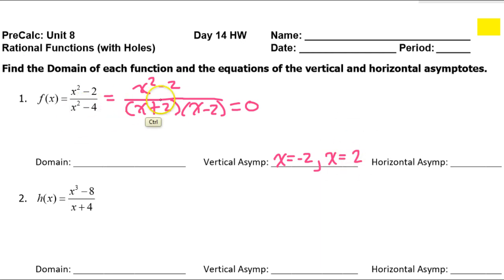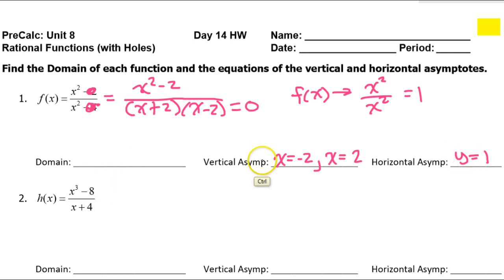Okay, horizontal asymptotes come from the end behavior. So let's ask ourselves, what would happen to the function as x gets bigger and bigger and bigger? Well, the negative 2 and the negative 4 would become insignificant as x gets bigger and bigger. So the function will approach x squared over x squared, which equals 1. That means that the horizontal asymptote is going to be y equals 1. Horizontal lines are always y equals a number.